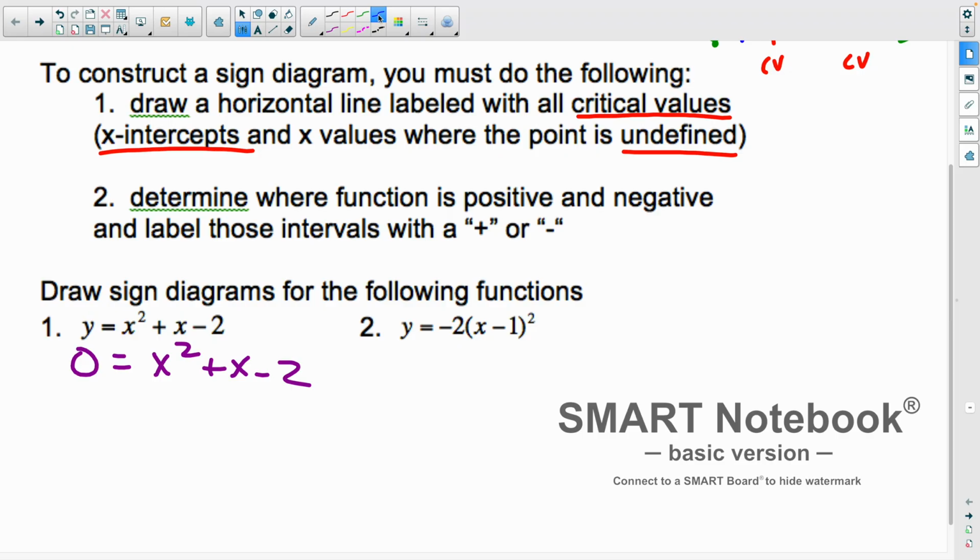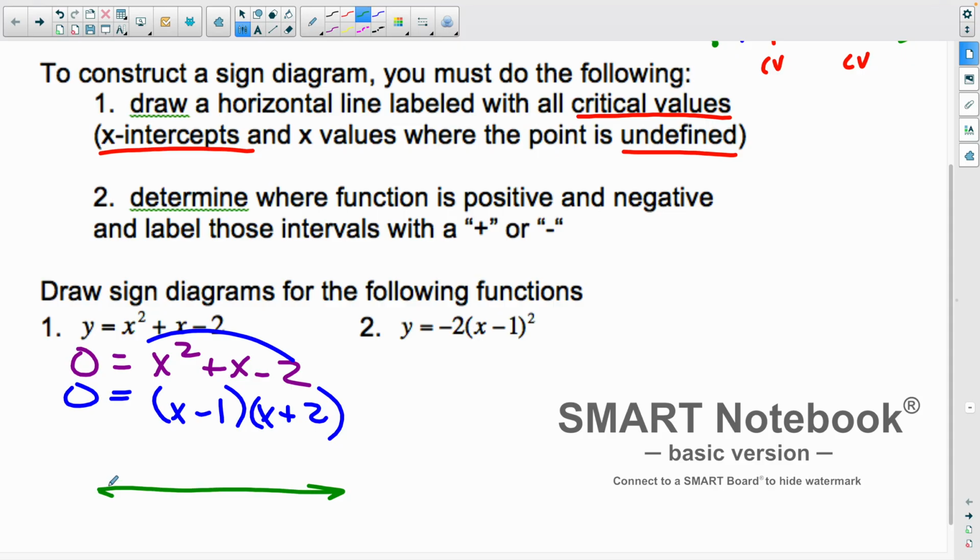What two numbers multiply to -2 and add to 1? -1 and what? +2. Okay, -1 and +2. And then I'm going to put that on my number line. I'm going to put those two values. Now, what two values are going to go on my number line? What are the actual x-intercepts? What are the roots? 1 and -2. 1 and -2 go on my number line.